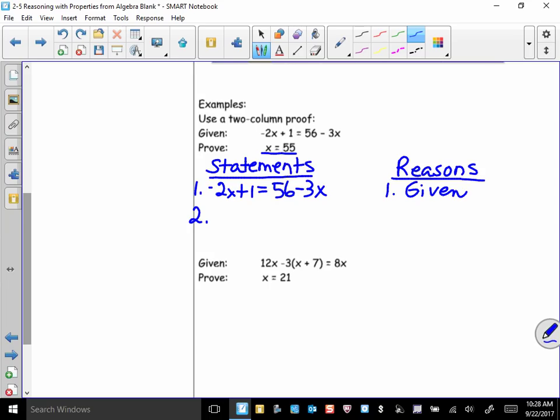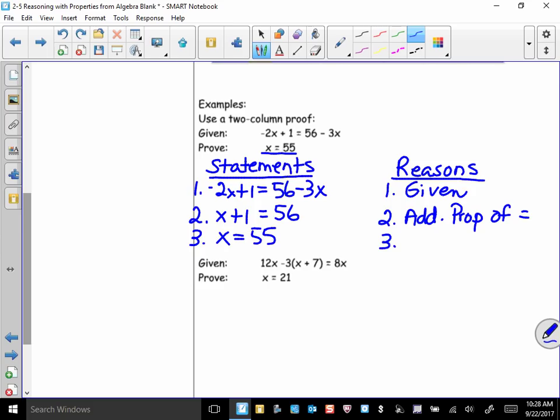How about if I add 3x to both sides? What's going to happen is this is going to become x plus 1 equals 56, right? If I add 3x to both sides. So my reason would be addition property of equality. And finally, if I subtract that 1 from both sides, I'm going to get x equals 55, which is just what I was trying to prove.